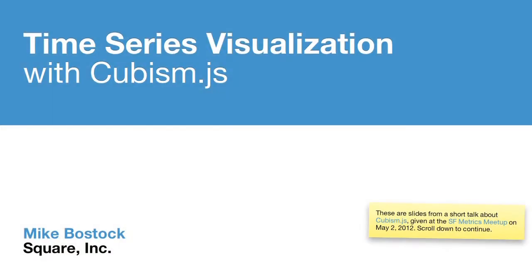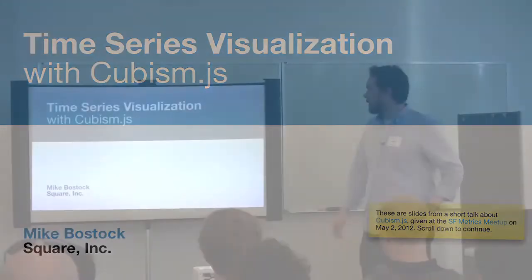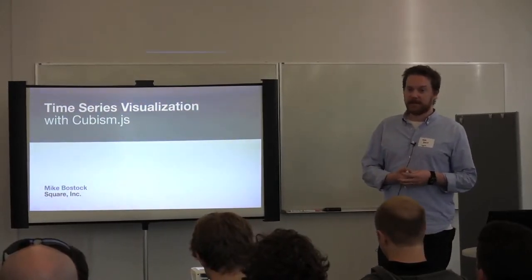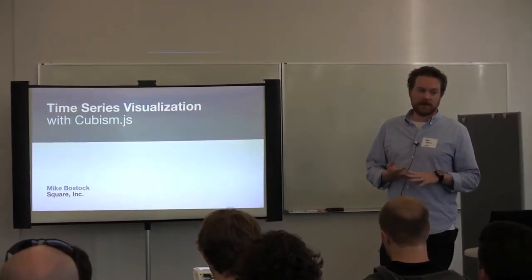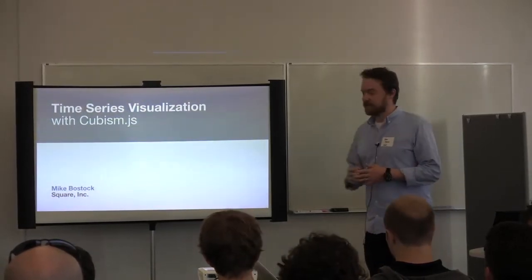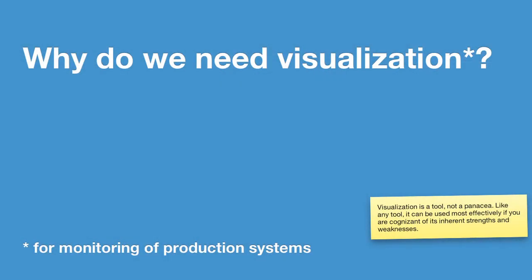So I'm going to talk about something that is hopefully near and dear to your hearts, which is time series visualization. Fancy word for metrics visualization. And more specifically, I'm going to be talking about Cubism.js, which is a JavaScript library that we just open sourced at Square last week, since I wrote the abstract for this.